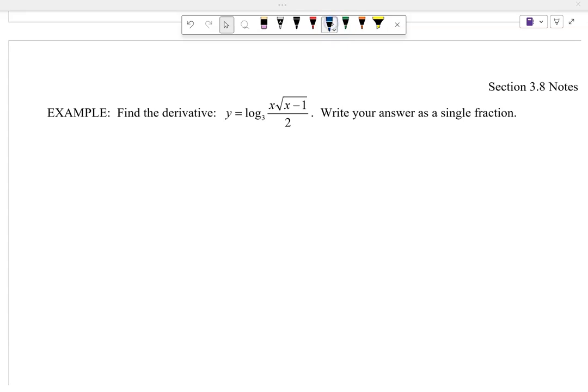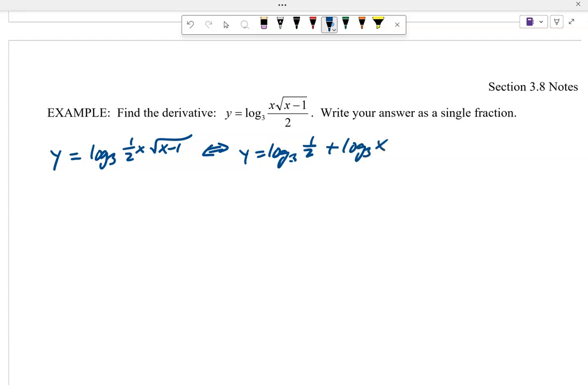Alright, here I'm going to rewrite this. See how it's the same as log base 3. I could write that as 1/2 x squared of x minus 1. And we could even split that up using the product rule. So I've got log base 3 of a half plus log base 3 of x plus log base 3 of x minus 1 to the 1/2, but I'm going to put that 1/2 in front. So let me put that 1/2 in front: 1/2 log base 3 of x minus 1.